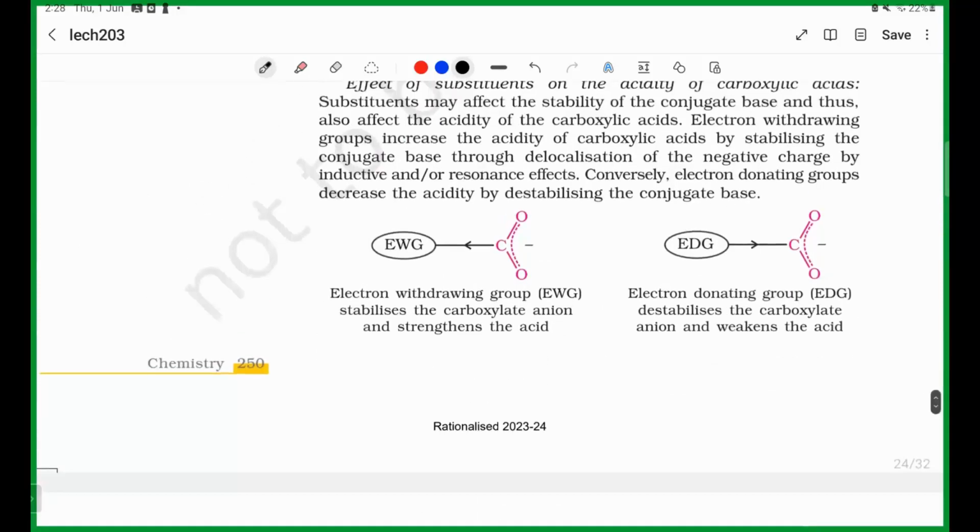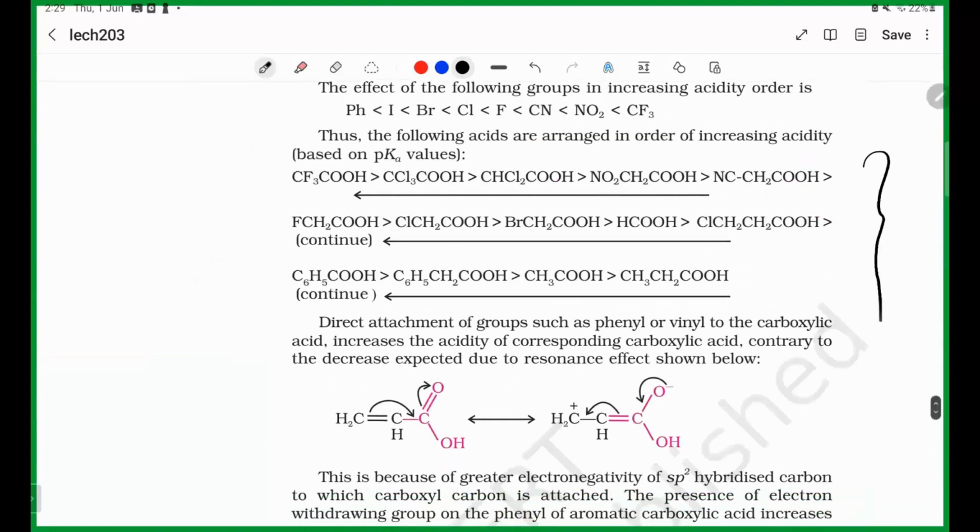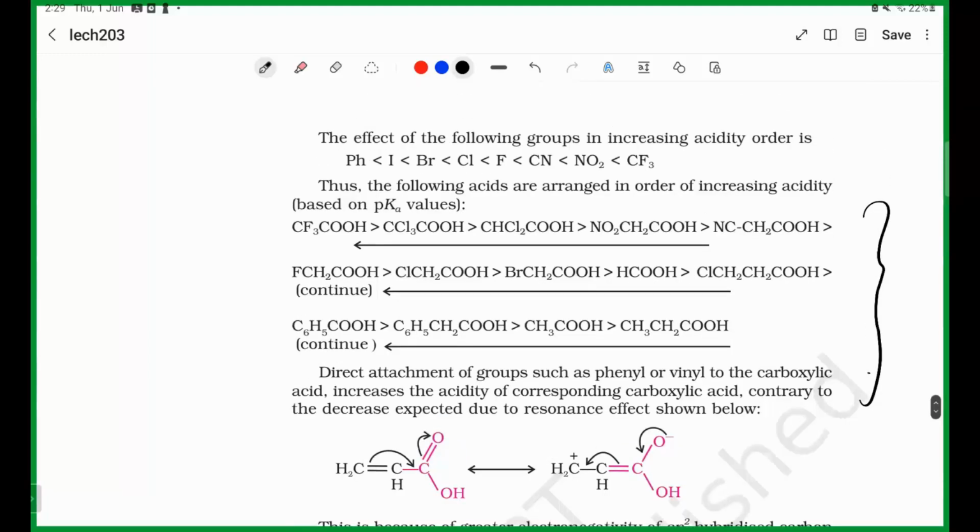Now this is just theory. This part is about how electron withdrawing groups stabilize the carboxylate ion because of the minus I effect. The minus I effect pulls the negative charge away, therefore stabilizing, whereas an electron donating group pushes the negative charge, increasing it, therefore destabilizing the carboxylate ion. So this is the acidity order. All of this is pretty intuitive, so you just need to know the minus I effects order. However, there is one very interesting deduction to be made from this order, and I will point it out in a bit.